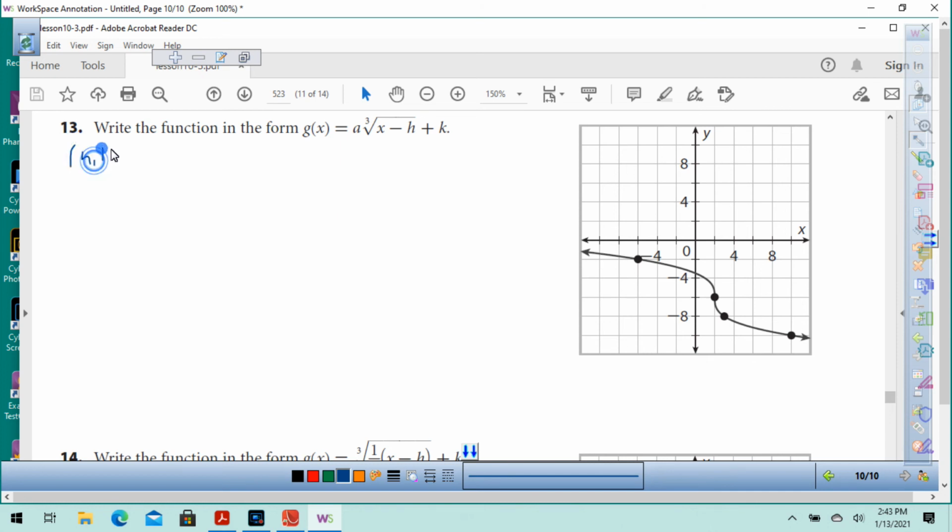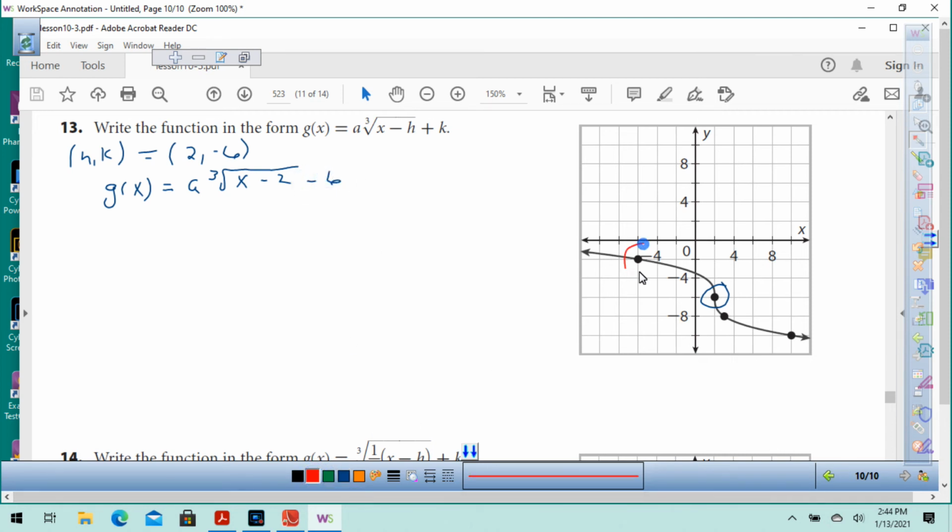h, k. That's the hard part. You've got to find the point of inflection, and I'm going to say that is right there. Okay, and in this case, that's going to make it 2, -6. So g of x equals a times the cube root of x minus 2, minus 6.